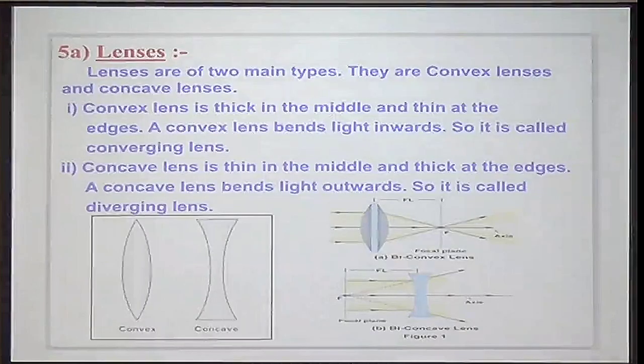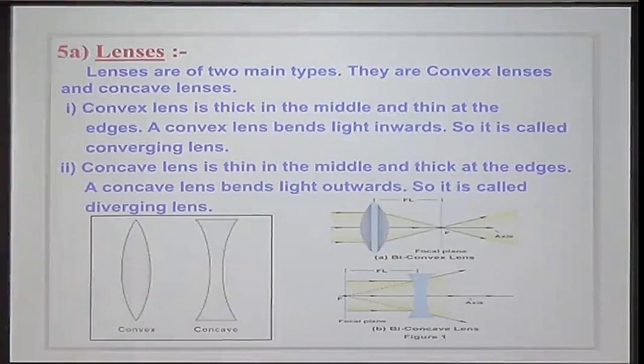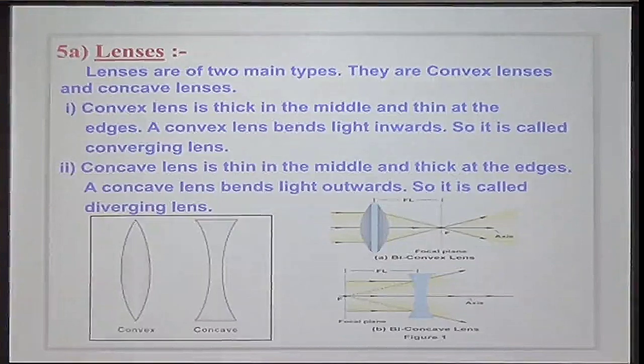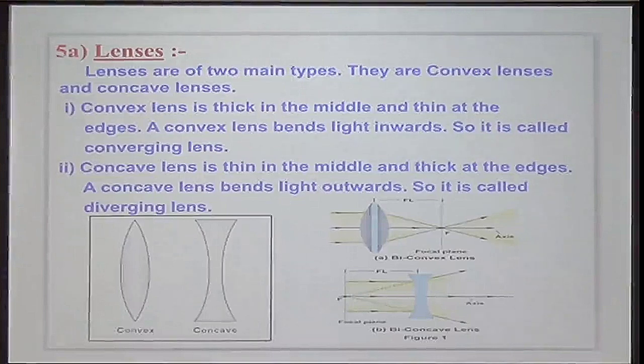The next is lenses. Now lenses are not made up of mirror, lenses are always made up of glass. There are two types of lenses, one is concave lens and another is convex lens. If the lens is thicker in the middle but thinner at the edges, that type of lens is known as convex lens. But if the lens is thinner in the middle and thicker at the edges, that type of lens is known as concave lens.